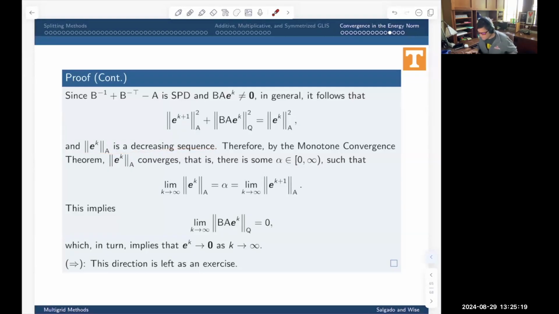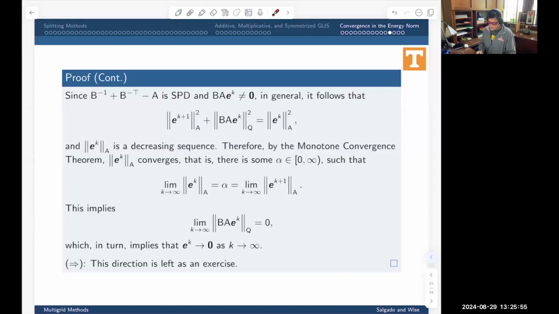Now I'm going to invoke the monotone convergence theorem. The monotone convergence theorem automatically implies, because I have a decreasing sequence that's bounded below. By the way, what is it bounded below by? Well, it's got to be 0 because all norms are non-negative. So it's bounded below by 0. It's monotonically decreasing, so it has to converge to some limit. So let's call that limit alpha. All that we know about it is that it has to be greater than or equal to 0.